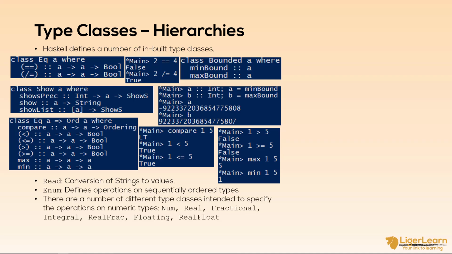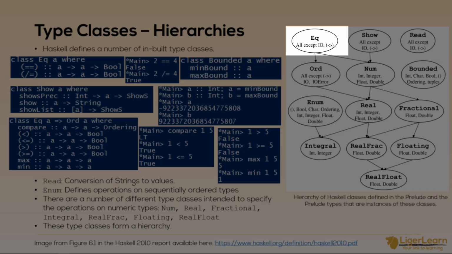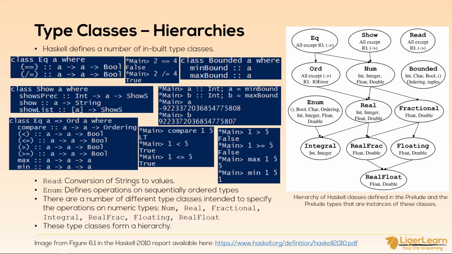There are also a number of different type classes which are defined to represent the different operations for different numeric types. All of these type classes form a hierarchy, which is visible in the image on the right. For each type class in the Prelude, you can see which types in the Prelude define an instance. So for example, for the Eq type class, all of the types defined in the Prelude have an instance for it, except for the IO type and this weird type with the arrow. Just ignore that weird type for now.